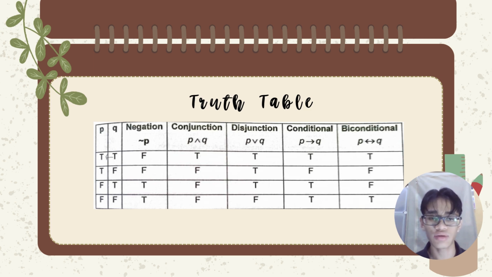Next column, biconditional, P biconditional Q. If P and Q give the same truth value, then P biconditional Q is true. Otherwise, P biconditional Q is false. For example, when P is true and Q is false, it will return false. But when two of them are the same, true, true, it will return true, or false, false, it will also return true. And for this column, the truth values are true, false, false, true.